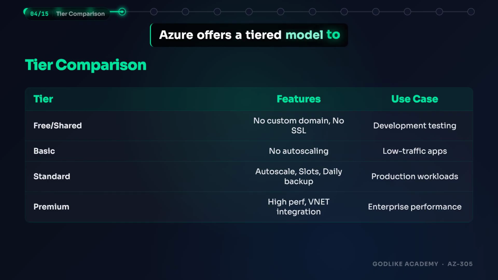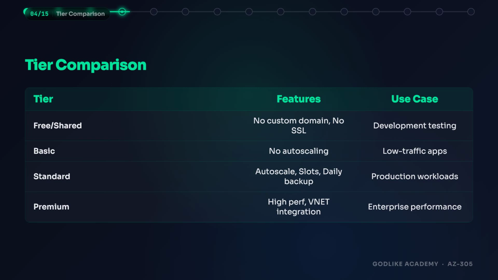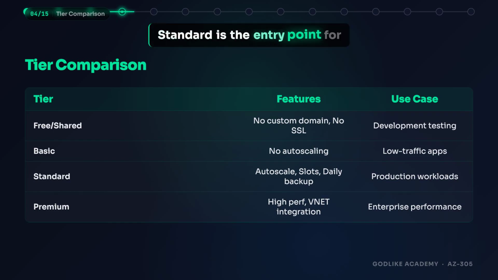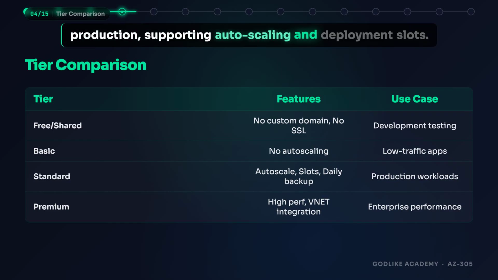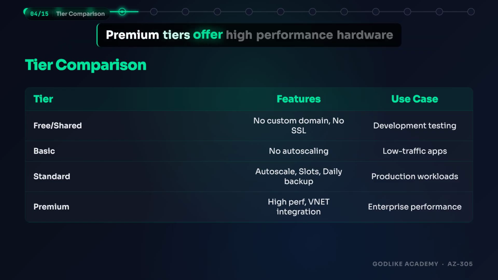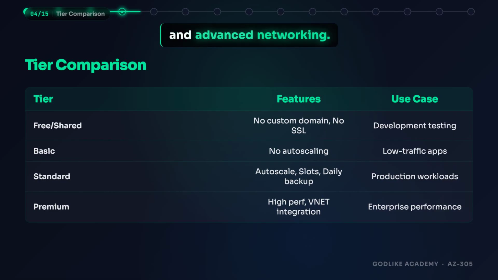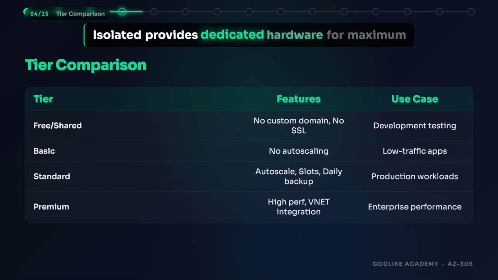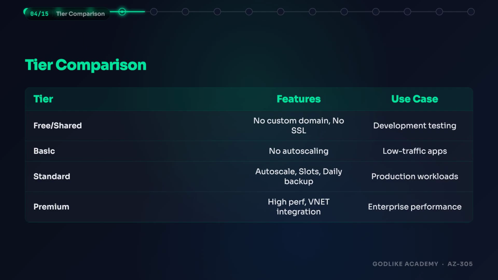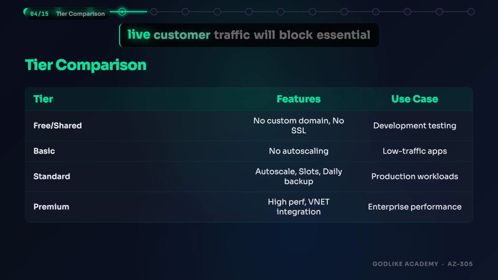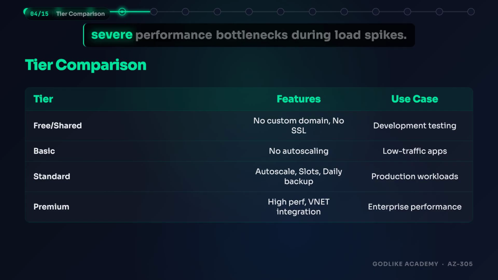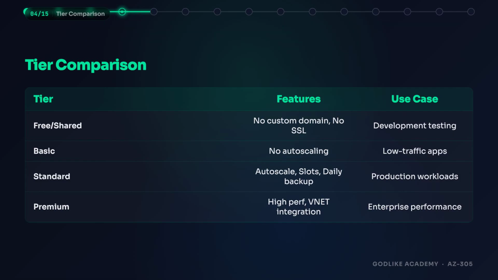Azure offers a tiered model to suit different needs. The free and shared tiers are for testing only, with no custom domains or SSL support. Basic tiers handle lower traffic without autoscaling. Standard is the entry point for production, supporting autoscaling and deployment slots. Premium tiers offer high-performance hardware and advanced networking. Isolated provides dedicated hardware for maximum security. Choosing a tier below Standard for live customer traffic will block essential features like slot swapping and cause severe performance bottlenecks during load spikes.